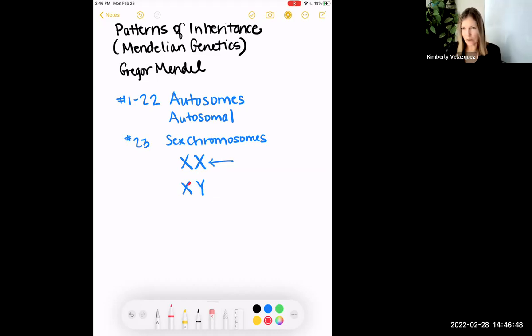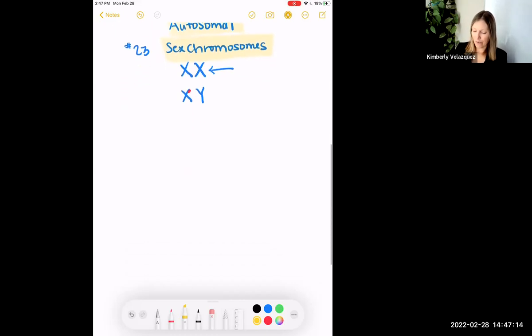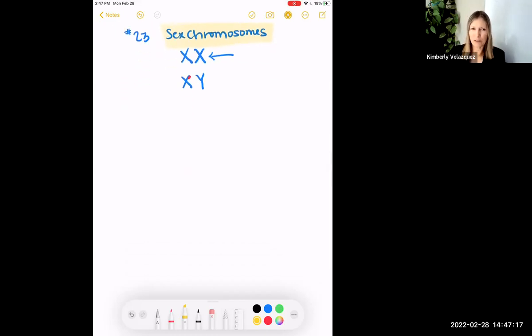So when we're going through these patterns of inheritance, a couple of really important things right off are important to consider. One is, where is that trait inherited? Is it autosomal, or is it on the sex chromosomes? That's going to be important. Then what pattern it follows is going to be important as well. There's going to be a lot of vocabulary associated with this lecture, just to warn you right from the beginning. And you will probably want to take really good notes, because these terms are very important, and we will use them again for other topics this semester.